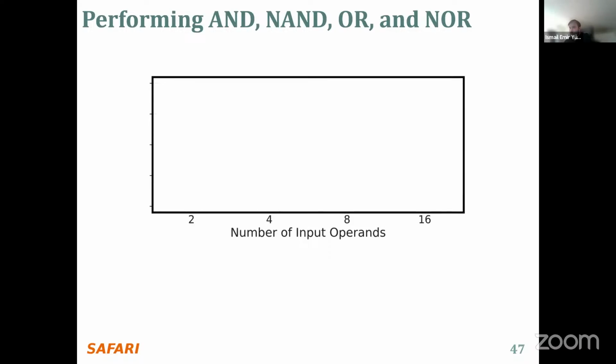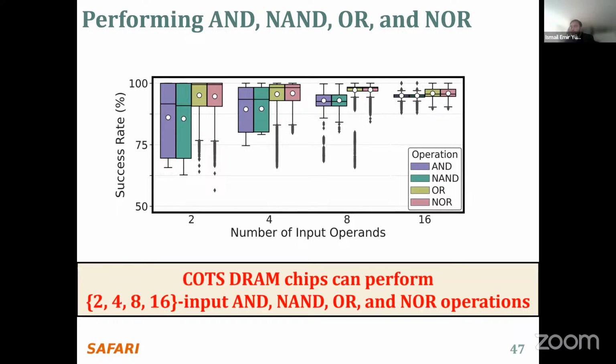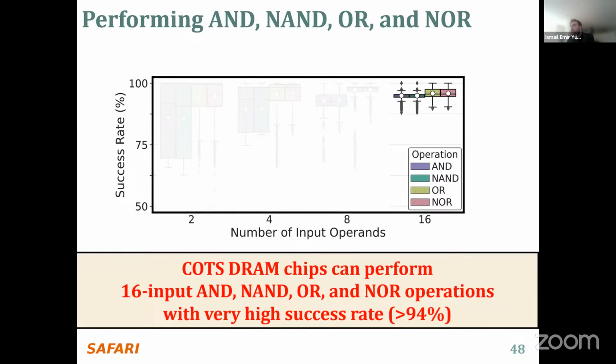Here in the x-axis, we have the number of input operands from 2 to 16, and in the y-axis, we have the success rate. And the hue, each colored box in the x text, shows the operation. So our key takeaway from this plot is that off-the-shelf DRAM chips can perform 2, 4, 8, and 16 input AND, NAND, OR, and NOR operations. And we observe that 16 input AND, NAND, OR, and NOR operations have very high success rates.